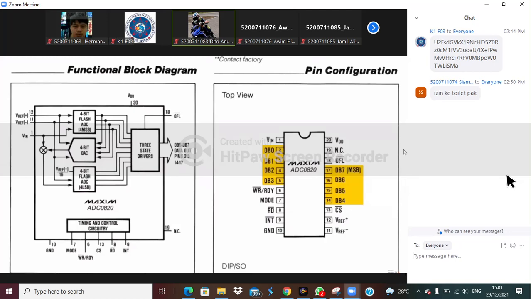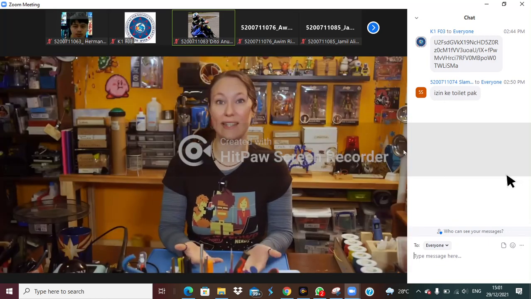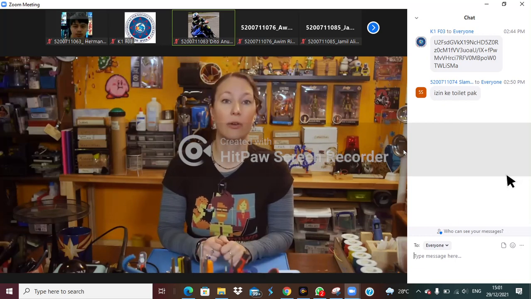To solve the problem of requiring an output pin for each bit, rather than having numerous parallel outputs, many ADCs run the output signal through a shift register, which then sends serial data out a single output pin. The next style of ADC is called a digital ramp or ramp compare.